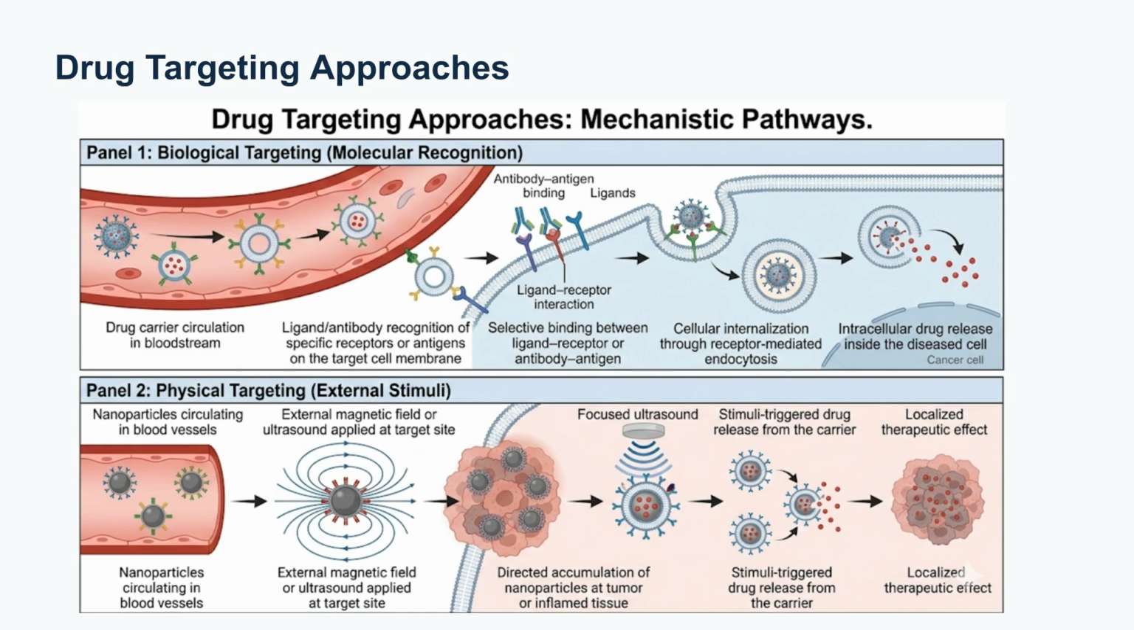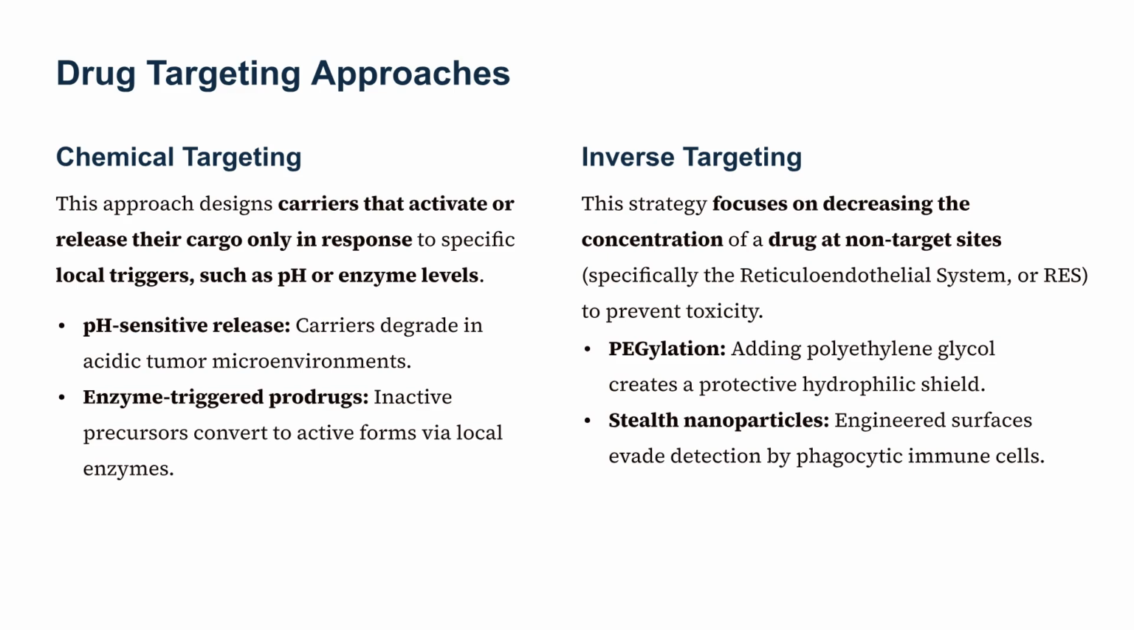Biological targeting involves molecular recognition and cellular internalization via receptor-mediated endocytosis. Physical targeting utilizes external stimuli, such as magnetic fields or focused ultrasound, for directed accumulation and stimuli-triggered drug release. Chemical targeting designs carriers to release cargo only in response to local triggers like pH or enzyme levels, seen in pH-sensitive release and enzyme-triggered prodrugs.